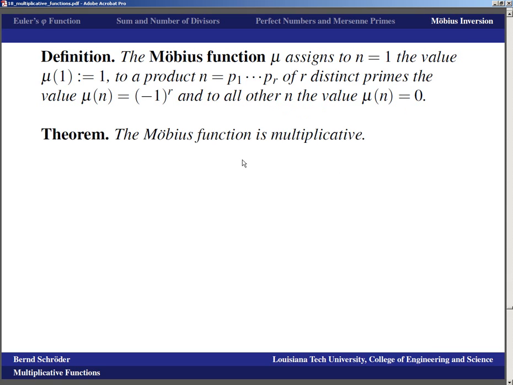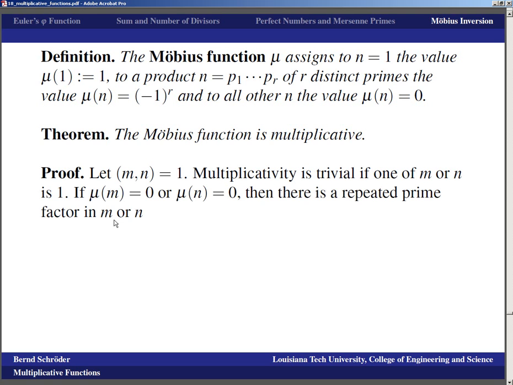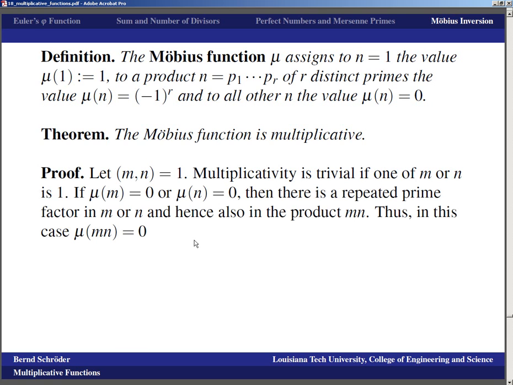So first, we just prove a couple of results about the Möbius function, and one of them is that the Möbius function is multiplicative itself. Well, take two numbers whose greatest common divisor is 1. Then multiplicativity is trivial if one of m or n is 1, right? Because then the product is just the other number, and mu of 1 is 1 also, so nothing happens. If mu of m is 0 or mu of n is 0, there is a repeated prime factor in m or n, and that means there is also one in m times n, and so both sides are 0. So in this case, mu of mn is equal to 0, which is mu of m times mu of n.